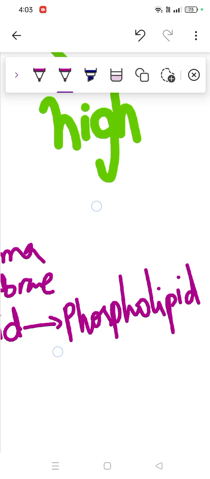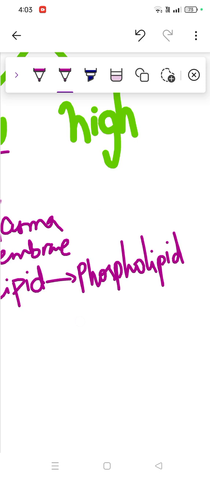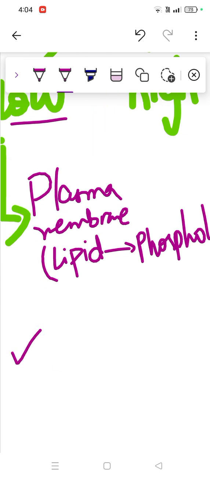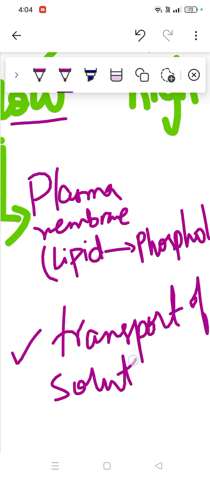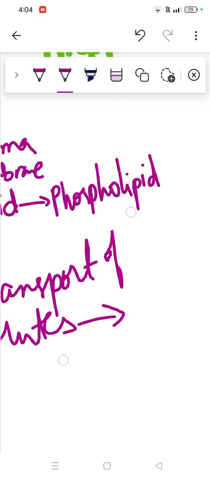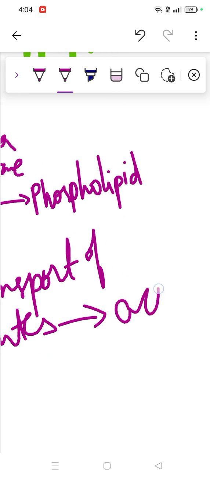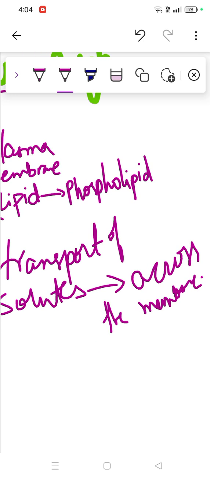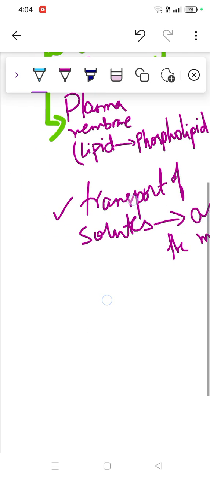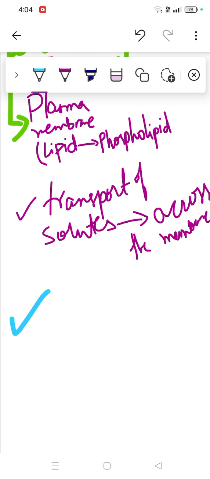So low temperature affects the fluid nature of the plasma membrane of the plant cell, and then it is ultimately going to affect transport of solutes as well. Transport of solutes is also going to be affected, and this transport of solutes can only happen when the transport protein is present across the membrane. And still, under some conditions, plant cells do such things, which help in increasing transport.